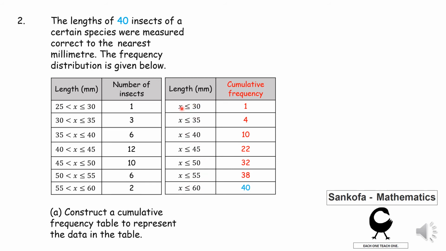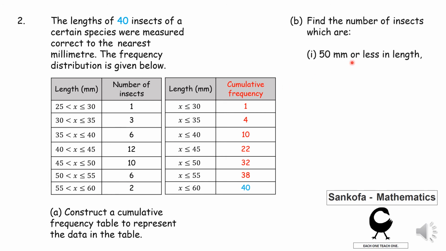So the number of insects that are less than 30 centimeters long is just going to be 1, but the number of insects that are less than or equal to 35 centimeters will be 1 plus 3, which is 4, and the number of insects that are less than or equal to 40 centimeters is 1 plus 3 plus 6, which is 10, and so on. All right, so we can answer some questions real quick from the table now. Find the number of insects which are 50 millimeters or less in length. So for 50, there's just simply going to be 32.